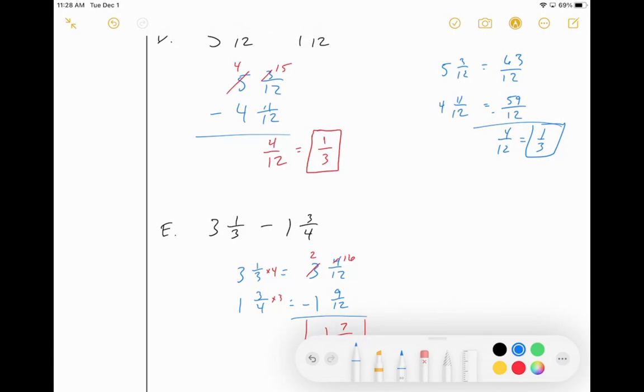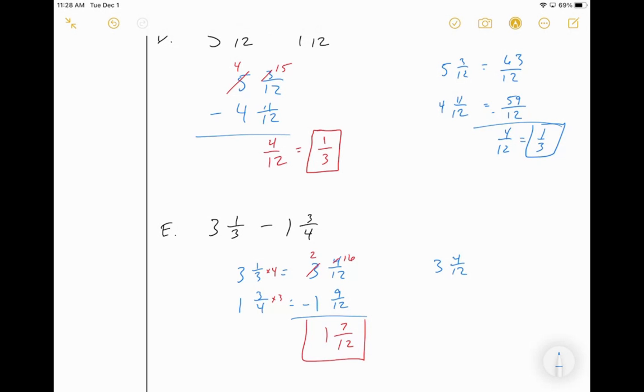If you like the improper method, this is how you would do it instead. So I got 3 and 4/12. I've got 1 and 9/12. So that is 40 over 12. That is 21 over 12, which subtract those, I end up with 19 over 12, which in mixed number form is 1 and 7 over 12. All right, so that's how you do these.